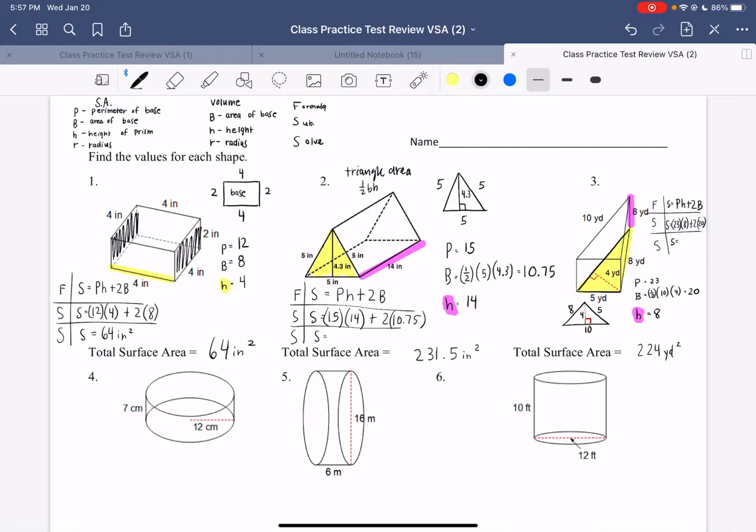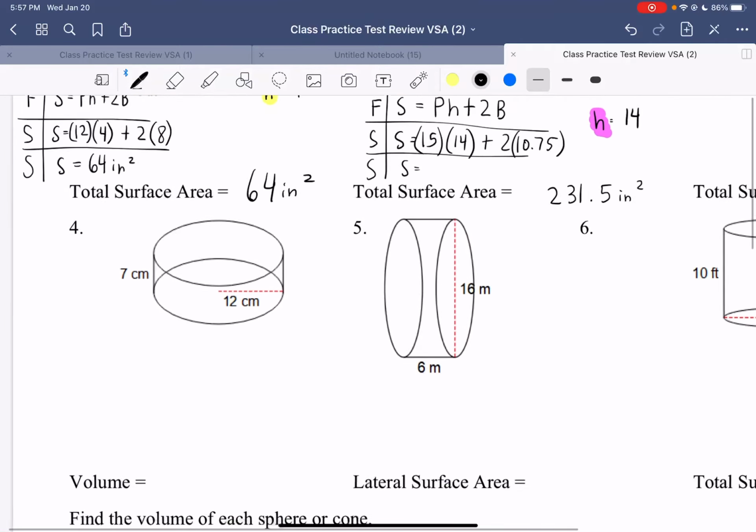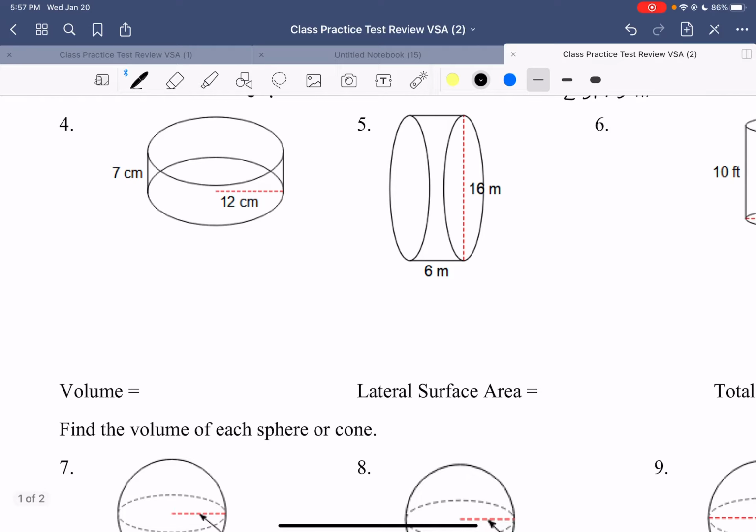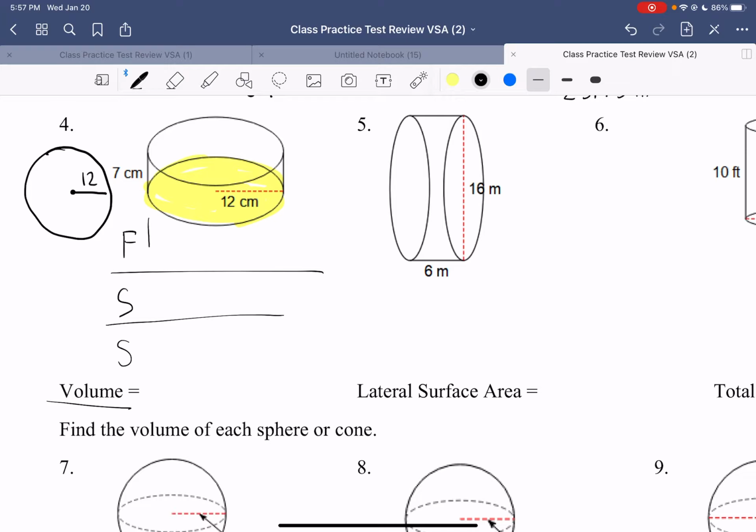All right, those are our first three. Number 4, we're looking for volume of a cylinder. If I were to shade my base, it's this circle here. So shade my base, redraw my base, and label it. Formula, substitute, solve. We have the volume of a cylinder, which is V equals capital B H.